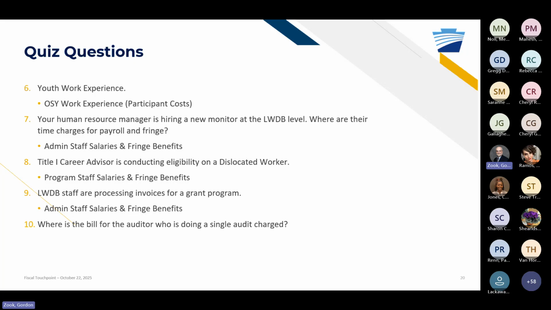10, where's the bill for the auditor who's doing a single audit charged? Yeah, and I need to correct this slide because it says admin staff salaries and fringe benefits. That is not correct. It should be admin operational costs, as you all have explained here. So read this as admin operational. I will change it in my slide deck.